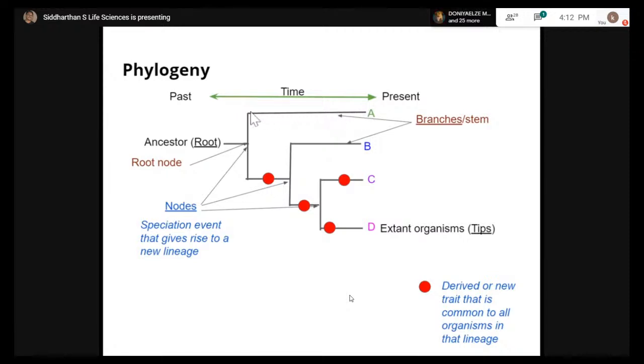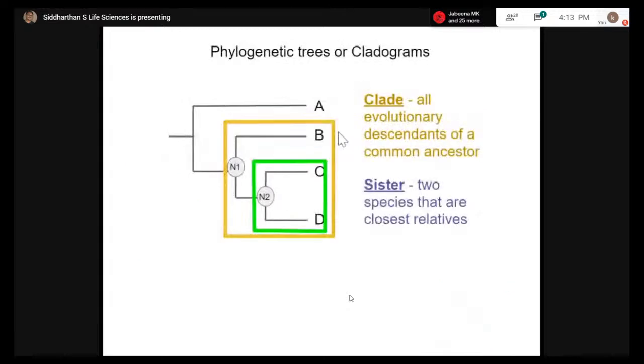So these branch lengths also indicate the amount of mutations which separate the species when it is a tree built using DNA data, a variation in the DNA sequence. Phylogenetic trees have this concept of clade. A clade is nothing but the descendants from a common ancestor. So at node one, there was a common ancestor for these species B, C, and D, and together this is called a clade. And individual clades are nested within each other.